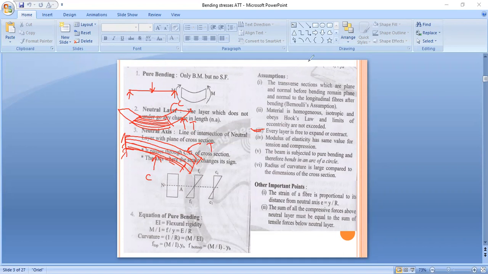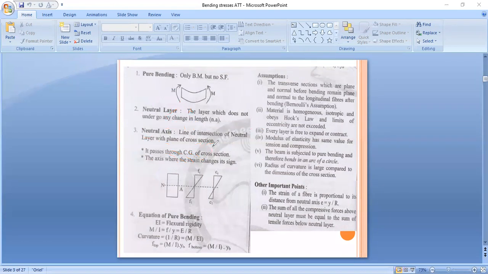Okay. Then next we will see the fourth assumption. Modulus of elasticity has the same value for tension and compression. If we study modulus of elasticity, it is the same in tension and in compression. Modulus of elasticity changes with respect to material. It does not change with respect to tension or compression. So our fourth assumption is modulus of elasticity has the same value for tension and compression.